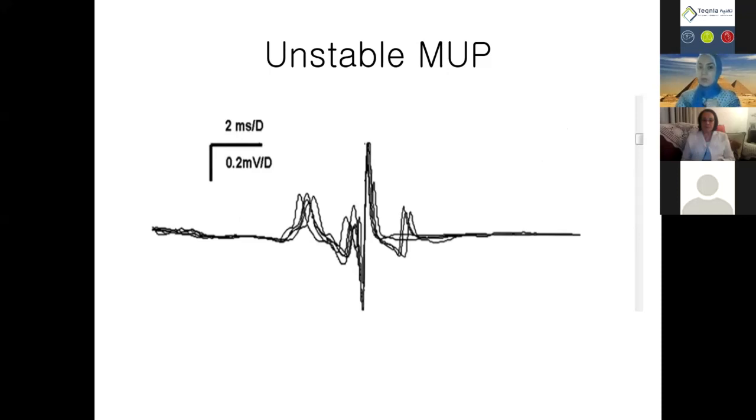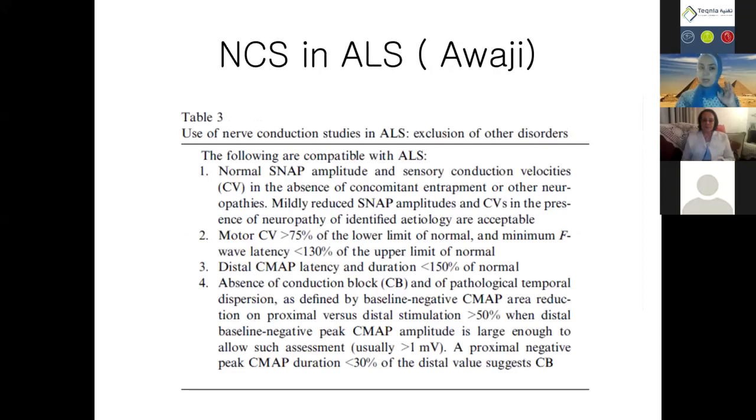What do I expect to find in nerve conduction studies in ALS? As I mentioned, the template that I mentioned in the first slide, this is what applies to all ALS, to any anterior horn cell disorder. But I would have to note something, that they allowed for mildly reduced sensory nerve action potentials, right? In the presence of neuropathy of identified etiology. For example, it's very common that you would find an individual with long-standing diabetes. I cannot say that because his sensories are affected, he doesn't have ALS. No, you should really look at the patient as a whole, right?